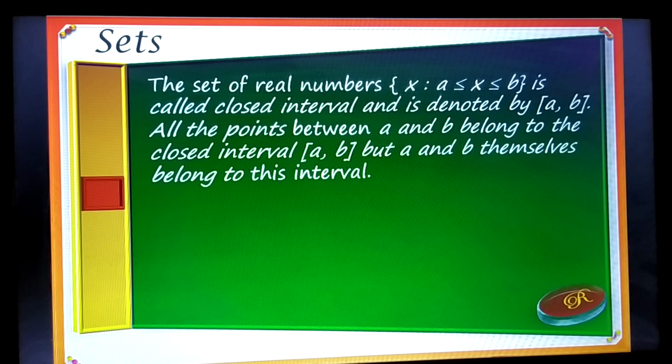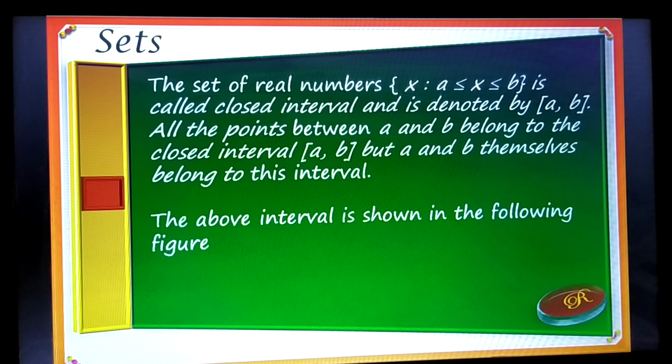The set of all real numbers x such that a is less than or equal to x is less than or equal to b is called a closed interval and is denoted by the interval from a to b including both a and b. All the points between a and b belong to the closed interval, and a and b themselves also belong to this interval. The above interval is shown in the following figure.